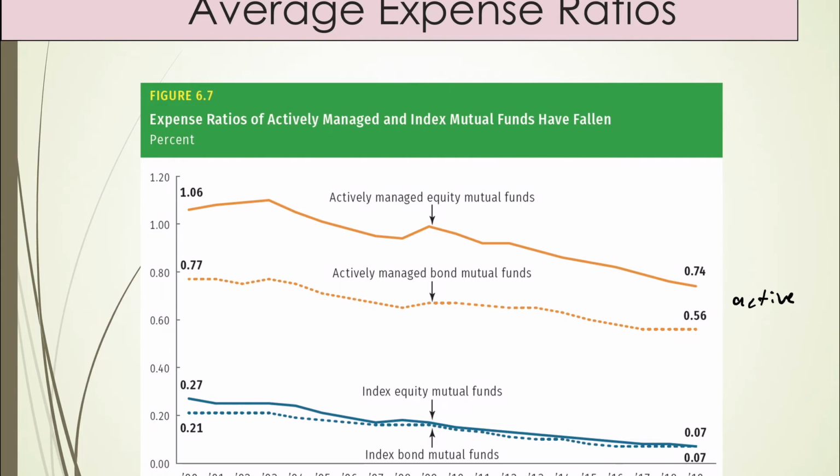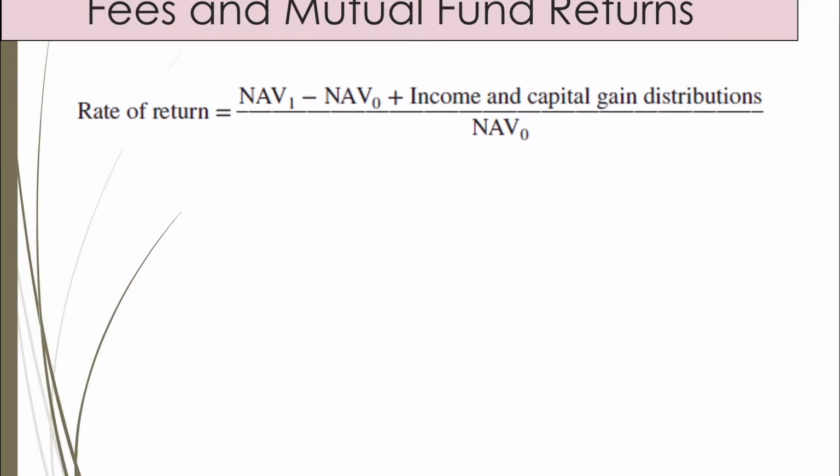So let's look at calculating your return on a mutual fund. To calculate your rate of return, you take the net asset value at the end of the period minus the net asset value at the beginning of the period. You add in the income and capital gain distributions, and you divide by the net asset value at the beginning. So notice that this rate of return ignores any commissions, such as your front-end loads that are paid when you purchase the fund.